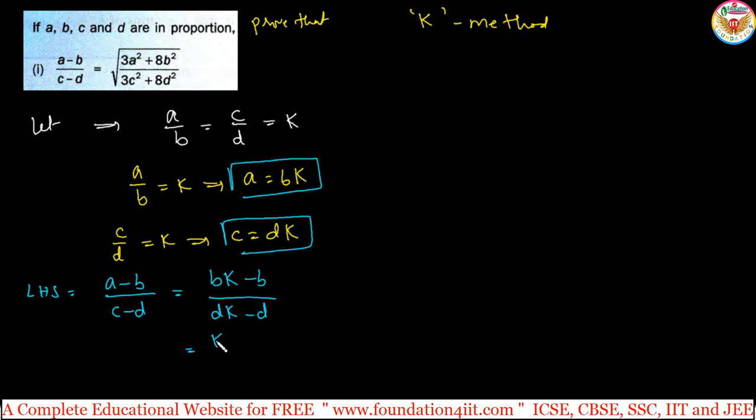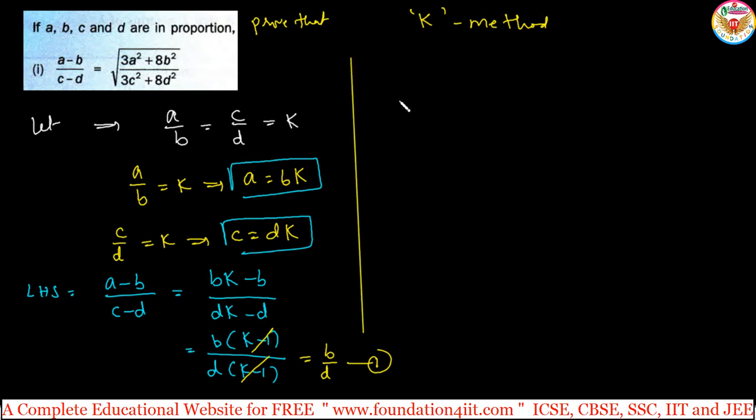Then let me take k common, or else you can take b common in this. b is the common. Then (k - 1), d is the common here, (k - 1). The (k - 1) gets cancelled. Then b/d we got, let it be equation 1. Then we got the LHS. If we also get the same in the RHS, that is hence proved.